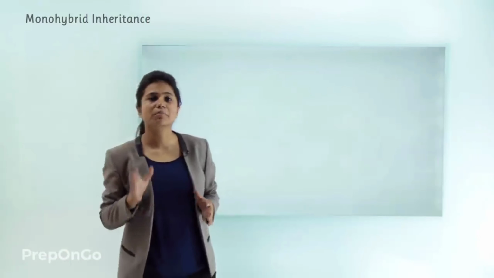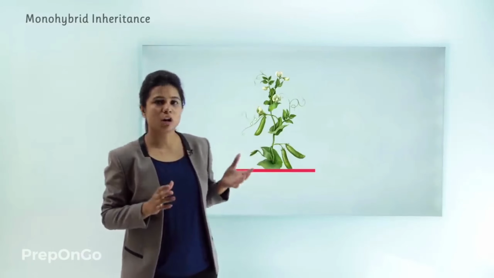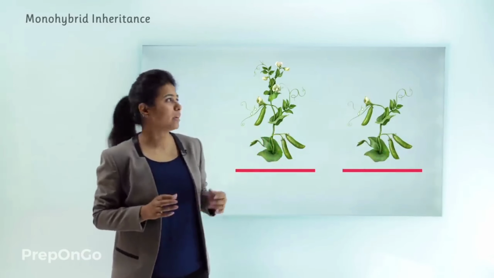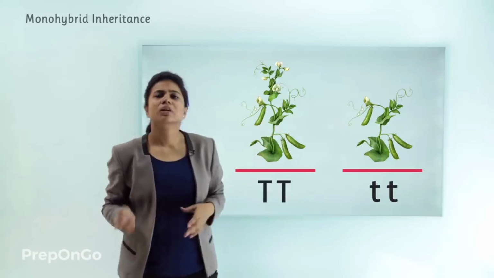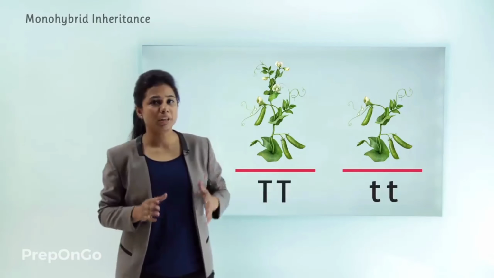Now let's understand Mendel's observation by Punnett square. He took a purebred tall plant and a purebred short plant. So its genotype is T and small t. During the reproduction process, 4 gametes are formed, 2 from either parent.